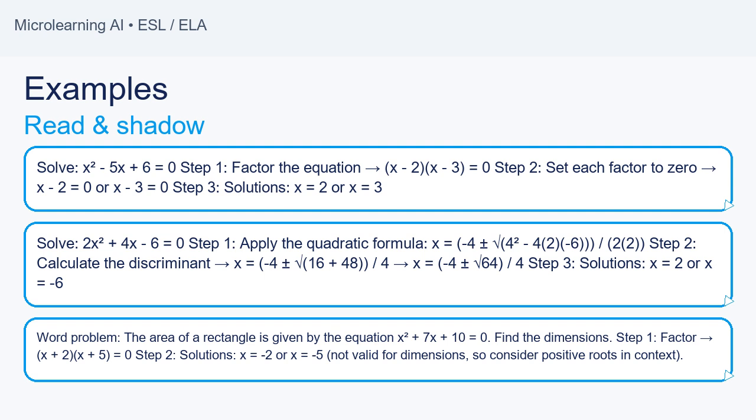Word problem. The area of a rectangle is given by the equation x squared plus 7x plus 10 equals 0. Find the dimensions. Step 1. Factor. (x plus 2)(x plus 5) equals 0. Step 2. Solutions. x equals negative 2 or x equals negative 5. These are not valid for dimensions, so consider positive roots in context.